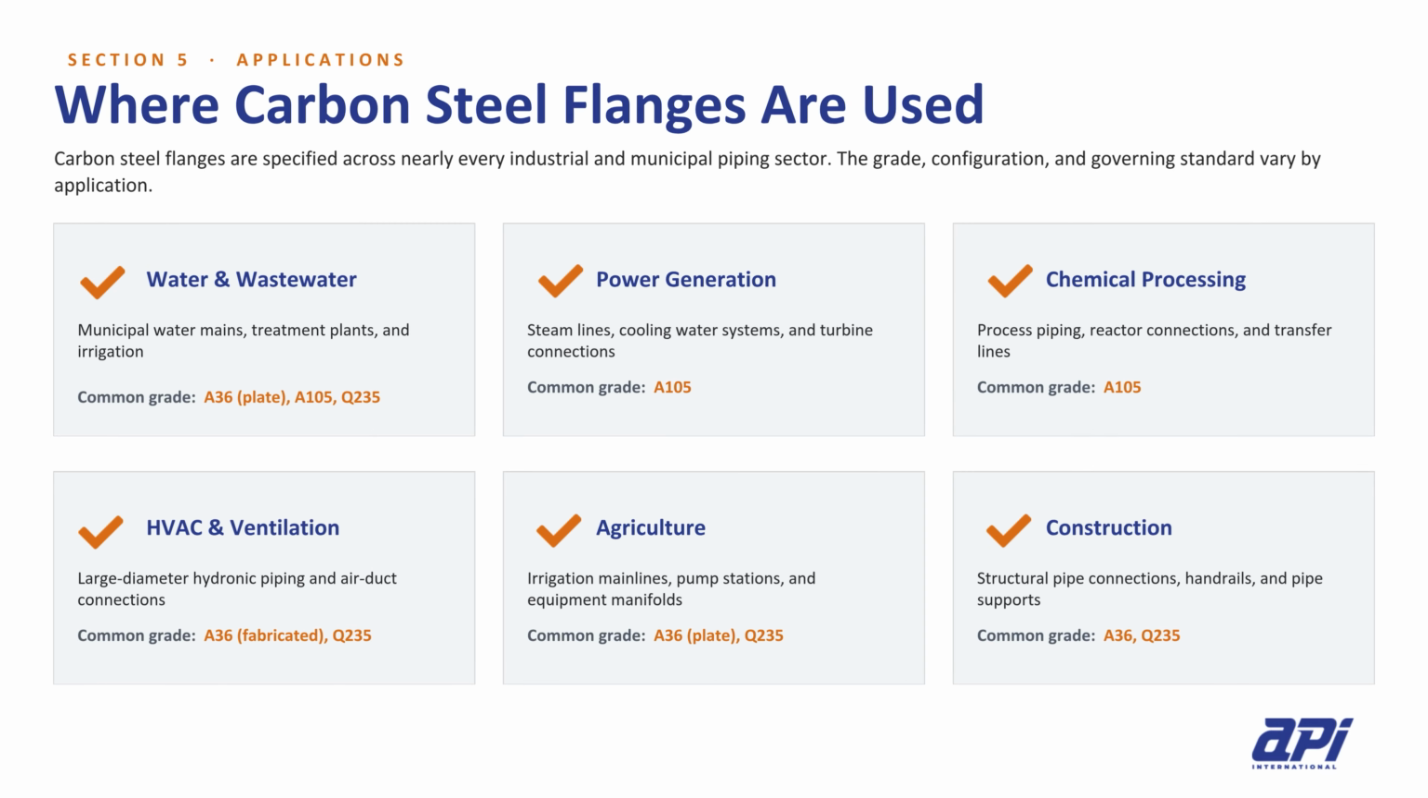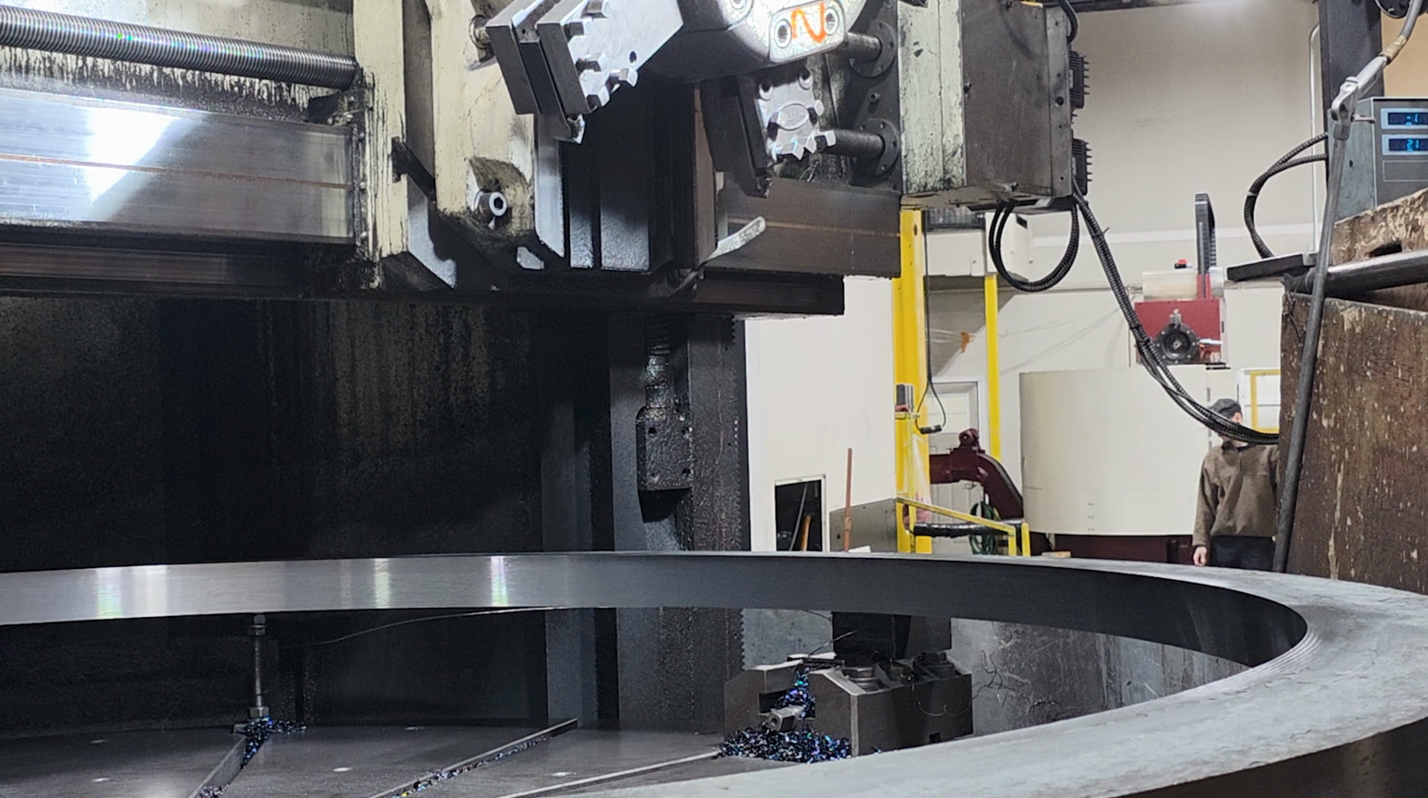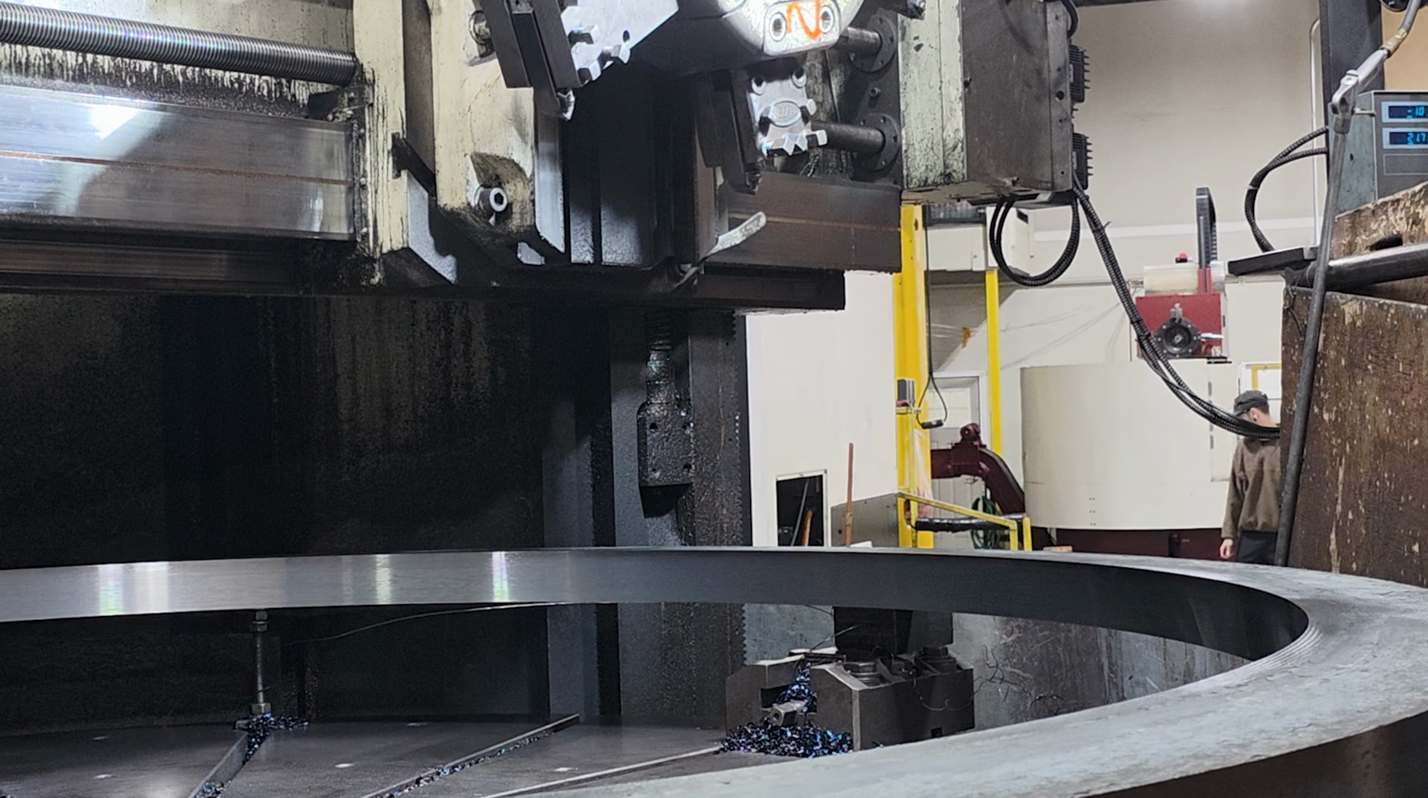Carbon steel flanges are found in nearly every industrial and municipal piping sector, with the material grade varying by application. Water and wastewater use A36, Q235, or A105 in municipal mains and treatment plants. Power generation uses A105 for steam lines, cooling water, and turbine connections. Chemical processing uses A105 for process piping, reactor connections, and transfer lines.